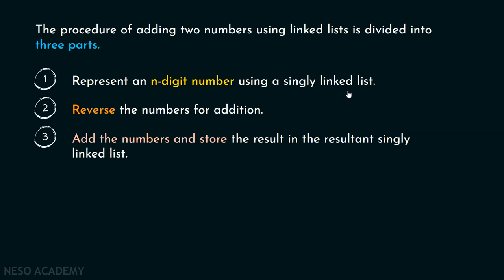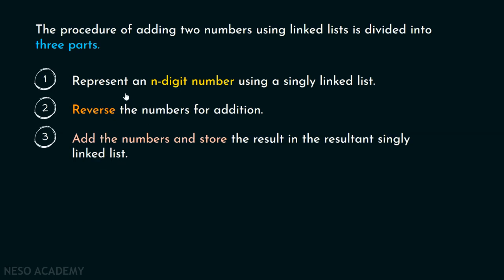And we must add these two digits first. For this purpose, we will reverse the singly linked lists, right? And this is the second step. And after this, we can simply add the numbers and addition of numbers becomes simple. And then after this, we can store the result in the resultant singly linked list.